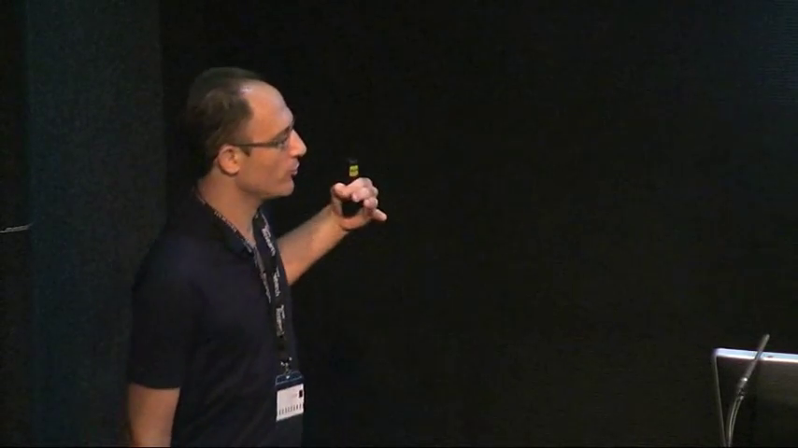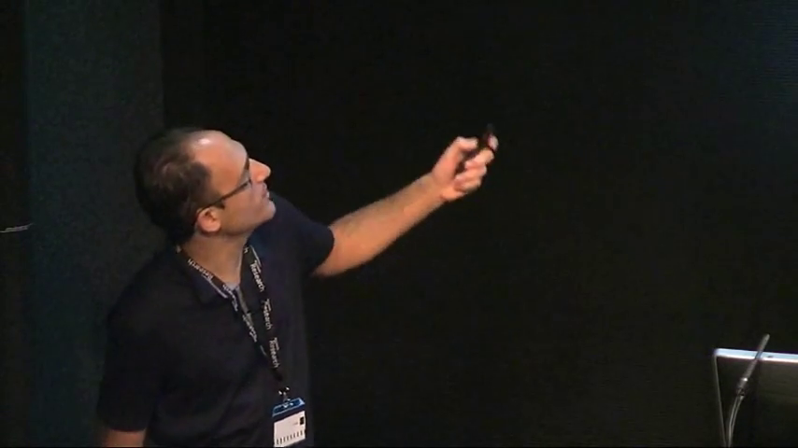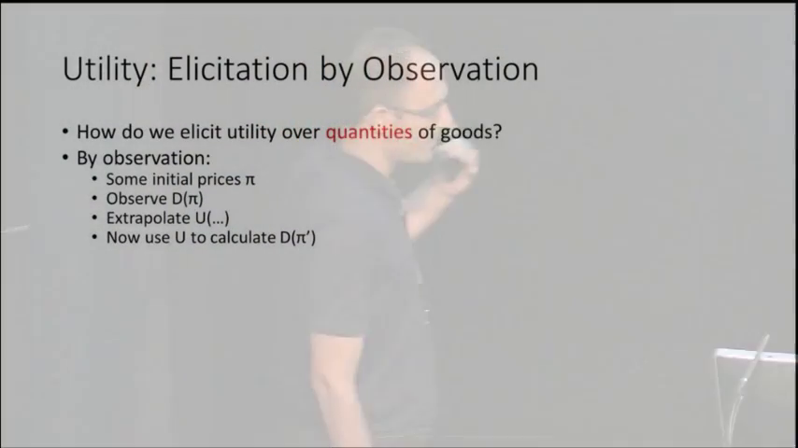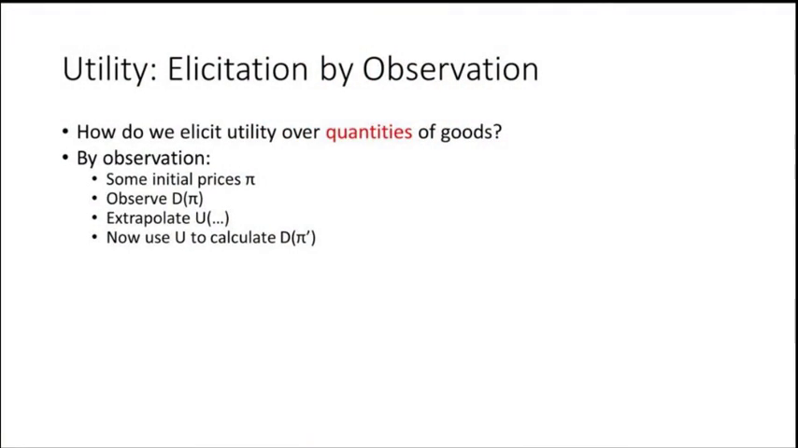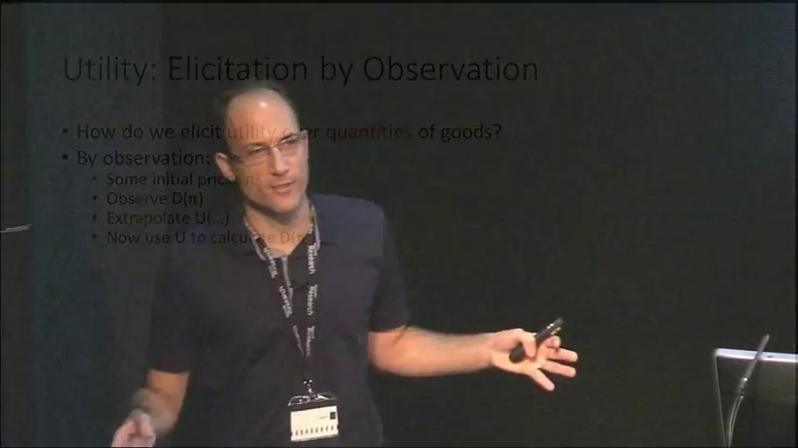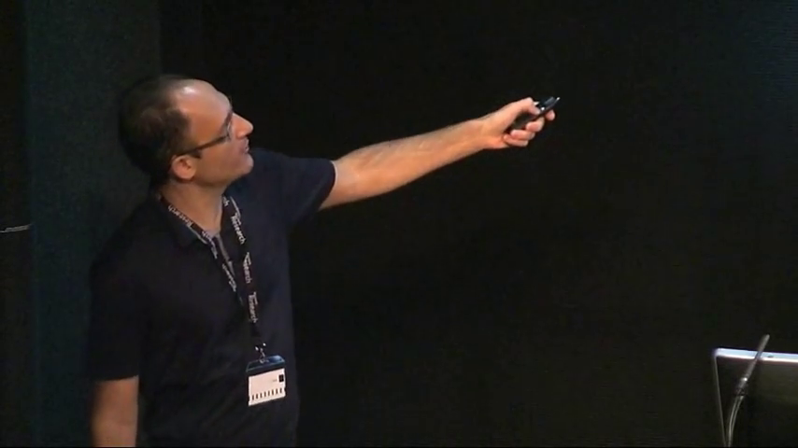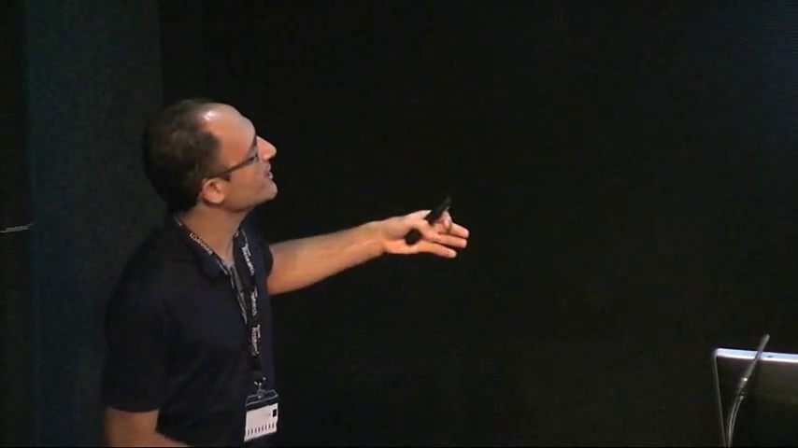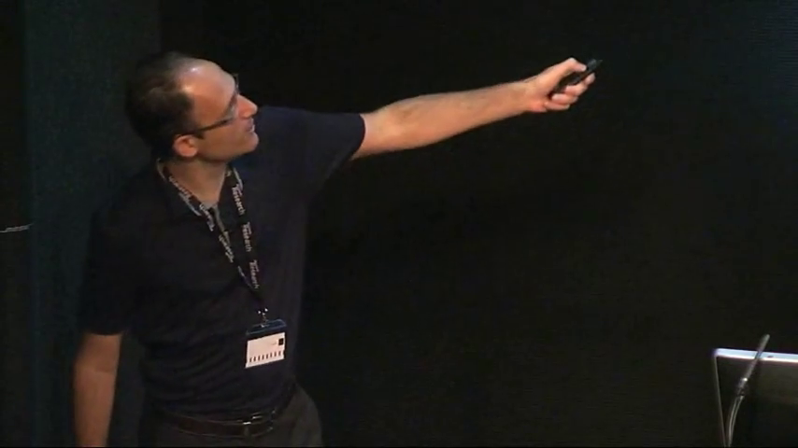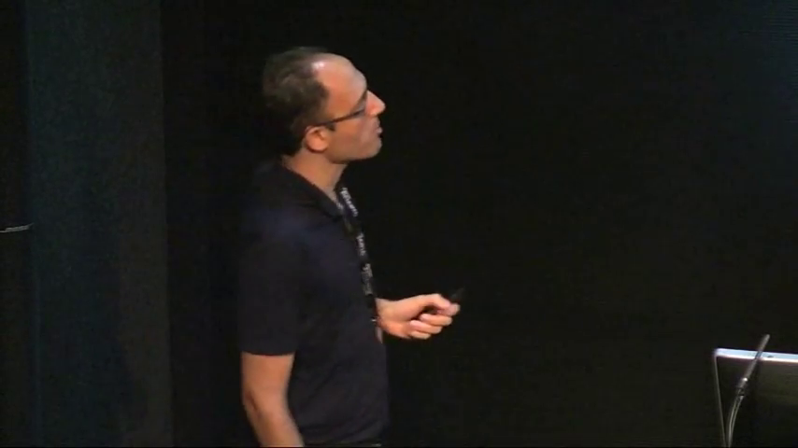In addition, we don't want to do any bidding because it's not natural in this kind of market. We have posted prices, so all we can do is observe what the advertisers are purchasing. We can only observe the demand vectors of advertisers under given prices. So the idea is that we have some initial prices pi, and we observe the demand vector d(pi), and we somehow need to extrapolate the utility function out of it, and then use this utility function to calculate the demand for any other price vector, in order to be able to calculate equilibrium like we did in the previous slides.